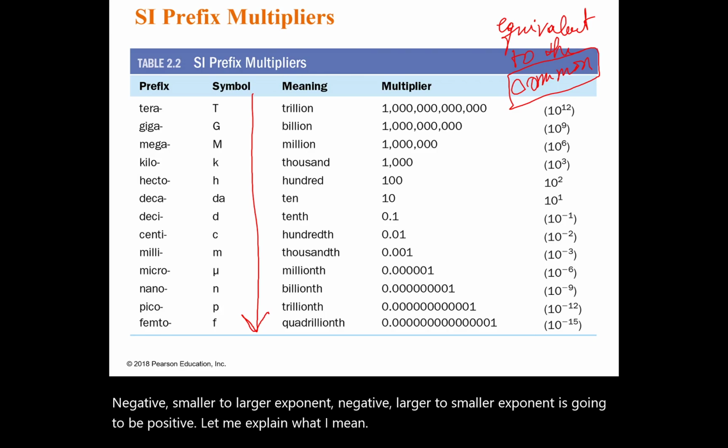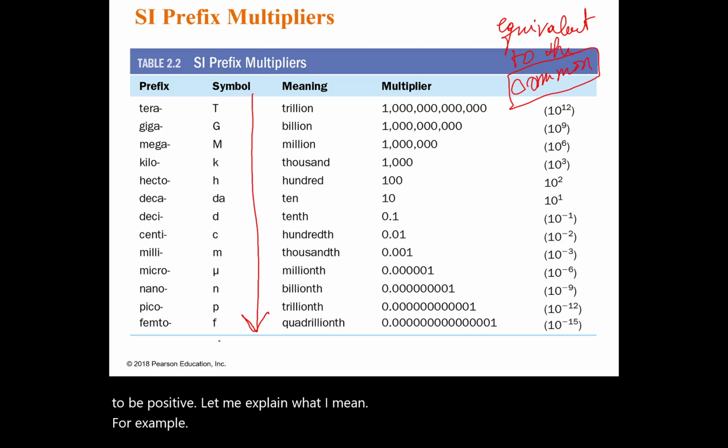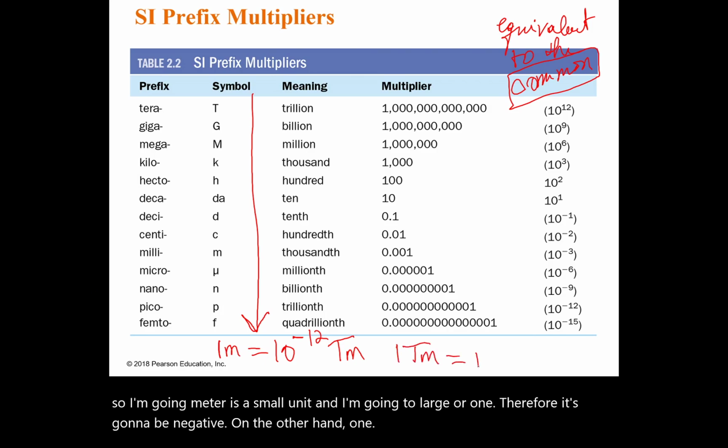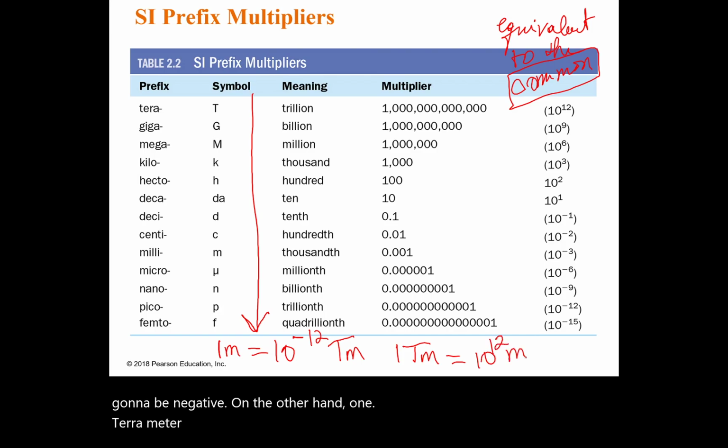For example, 1 meter contains 10 to the negative 12 terameter. Okay, so I'm going, meter is a small unit, and I'm going to a larger one. Therefore, it's going to be negative. On the other hand, 1 terameter contains 10 to the 12 meter. And that's the way you want to read that table.